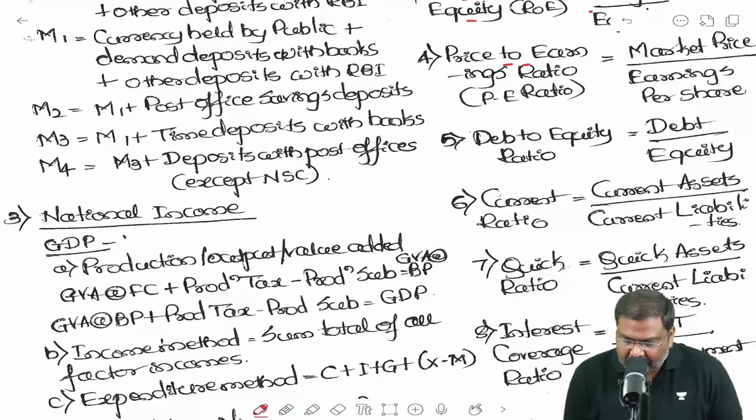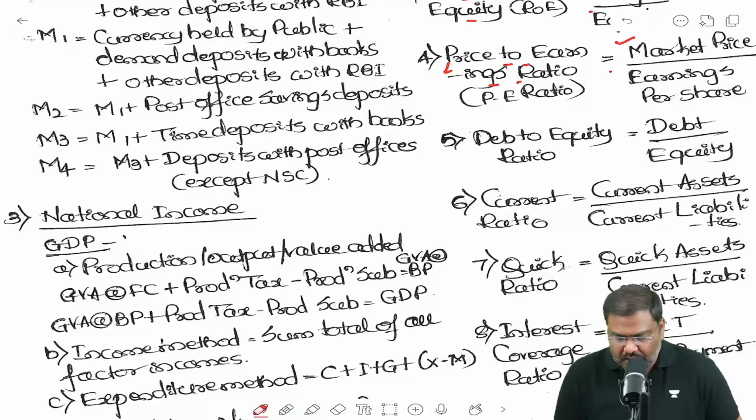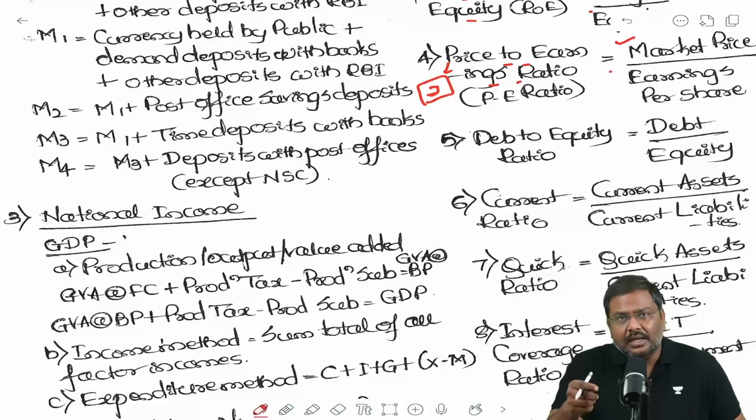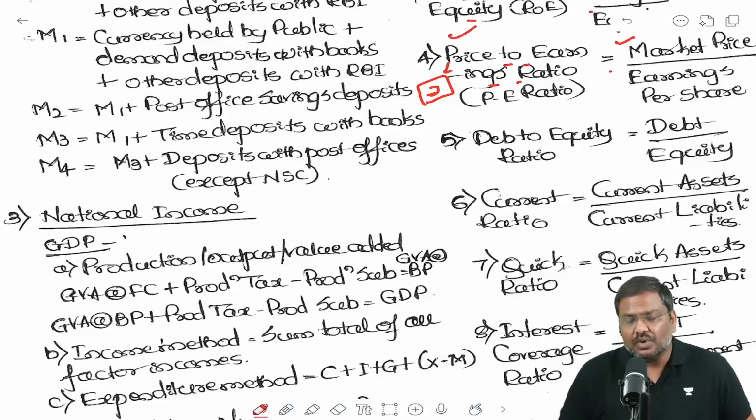Fourth one, price to earnings ratio, PE ratio. The market price divided by earnings per share. The PE ratio basically provides you the information regarding how much the shareholders are willing to pay to earn a rupee in terms of revenues. That is the price to earnings ratio.